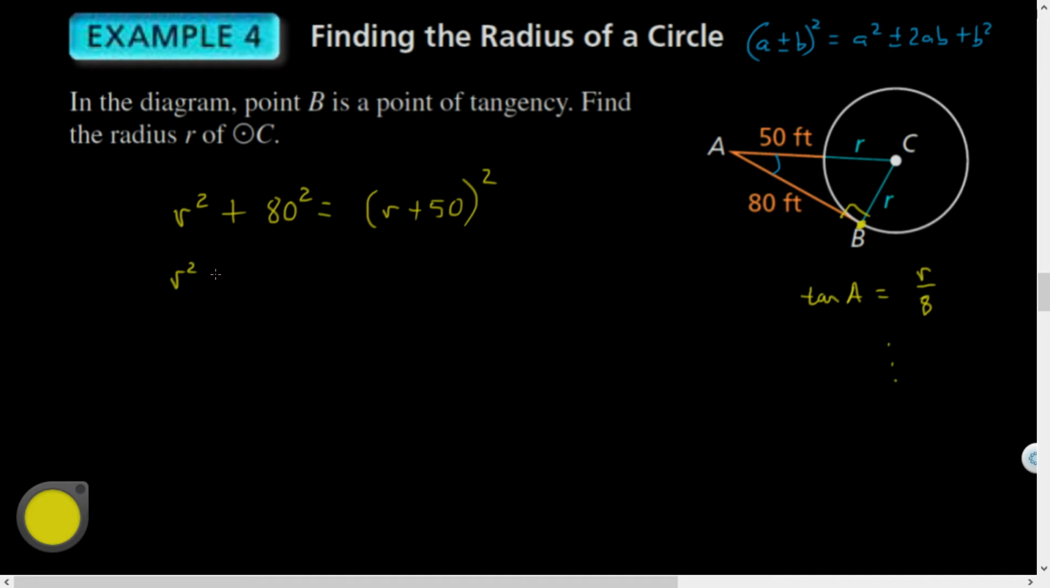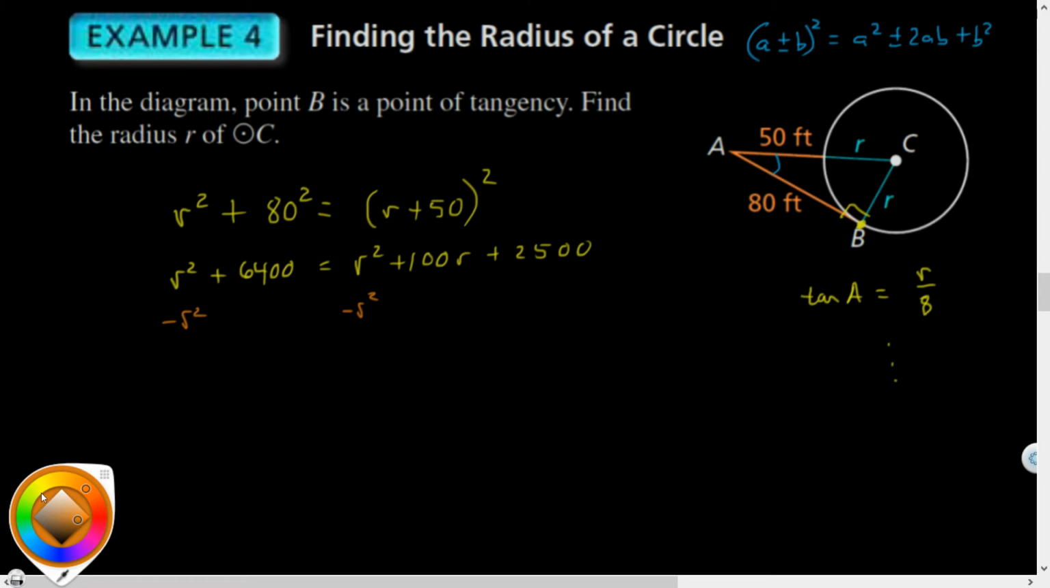All right, so let's see. R squared plus 6,400 is equal to, now guys, I've got to use this pattern up here. R squared plus 100R plus 2,500. So guys, let's solve this for R. Now it's a quadratic, but notice what happens conveniently. If I subtract R squared from both sides, they actually eliminate each other. So you guys are so lucky. You almost had to solve a quadratic equation, which I conveniently just posted a video on how to do this morning. For my Algebra 1 buddies.